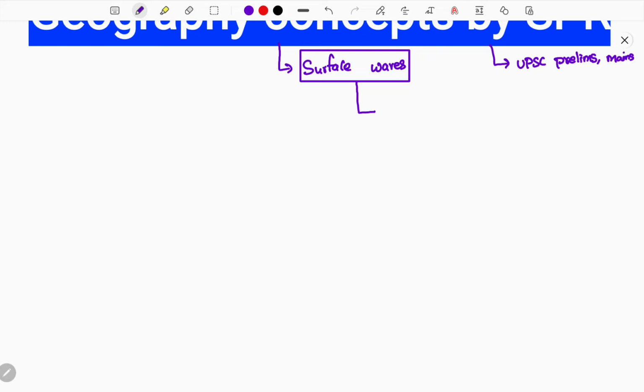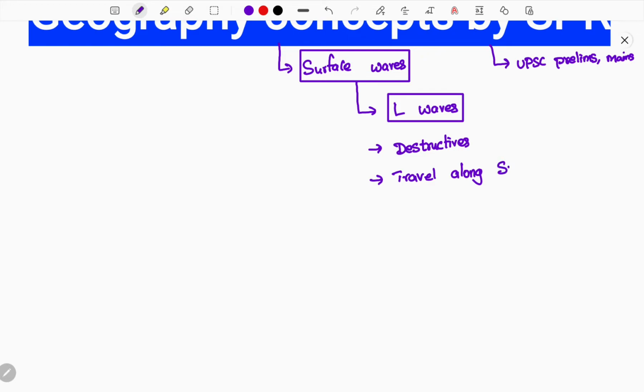Surface waves are also called L waves, so you need to remember what L waves means. That is none other than surface waves, and these are the most destructive waves on the earth. Among the number of seismic waves, if they ask which is more destructive, that is surface waves. They also travel along the surface. The name itself proves it: the surface acts as the medium.